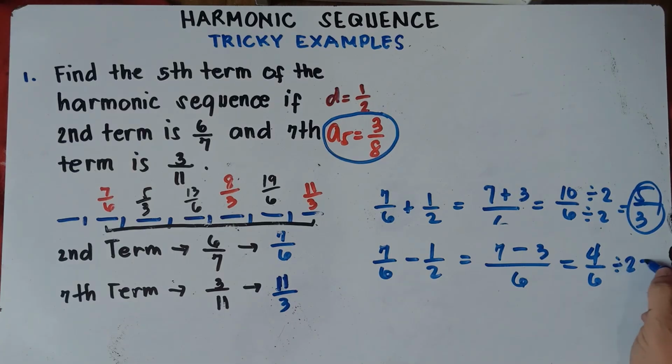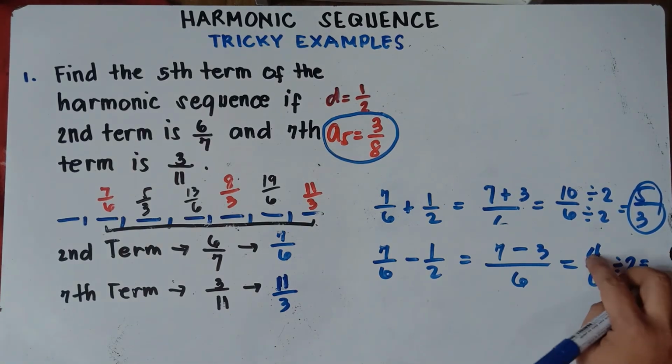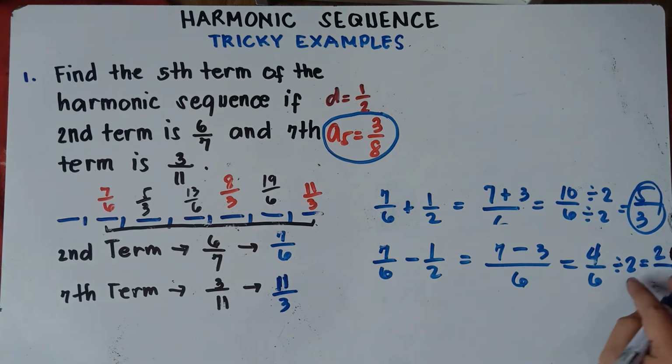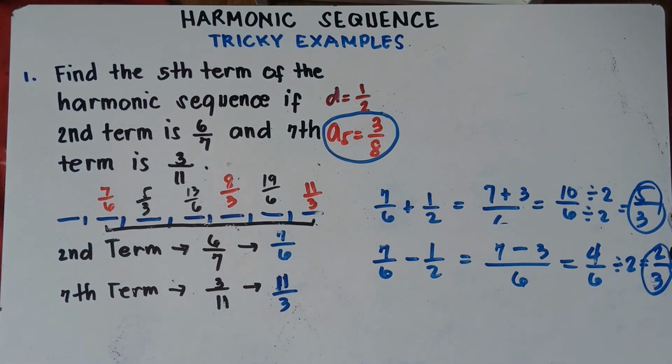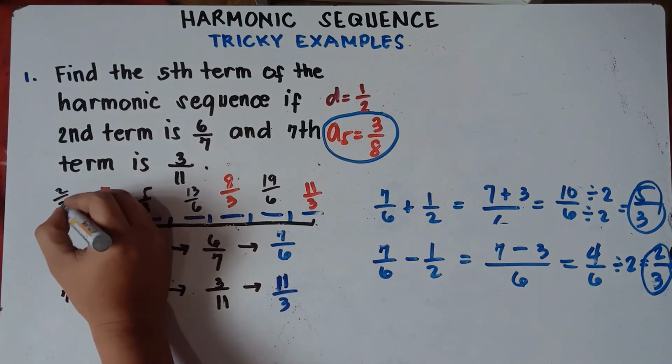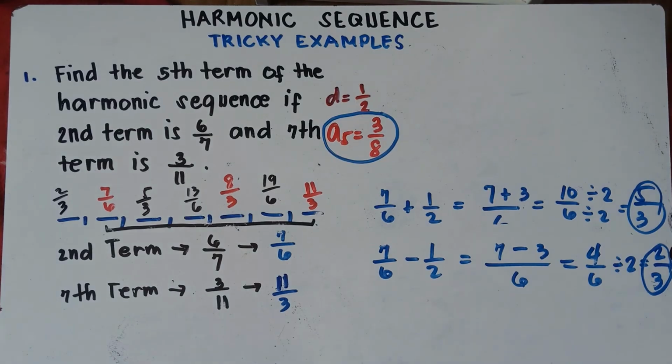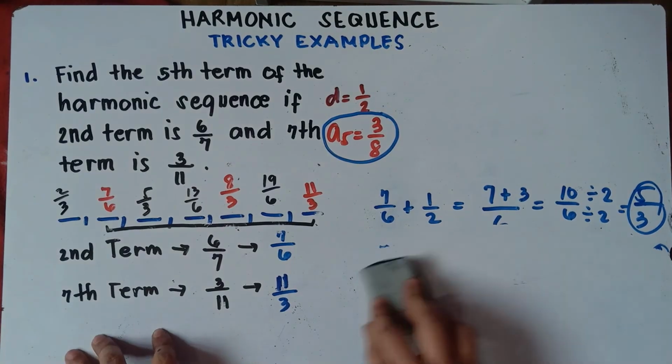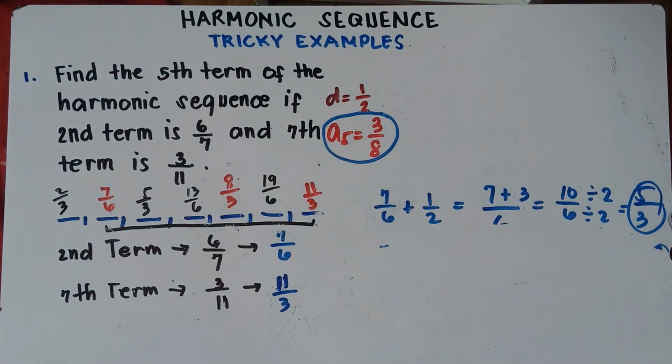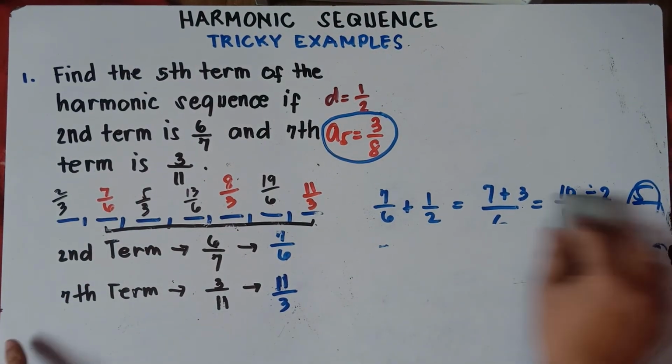Reduce this one by 2. 4 divided by 2 is 2. 6 divided by 2 is 3. 2 over 3. So our first term, class, is 2 over 3. Even if we add 2 over 3 and 1 half, you will get 7 over 6. So that's it, class. That's the arithmetic sequence.